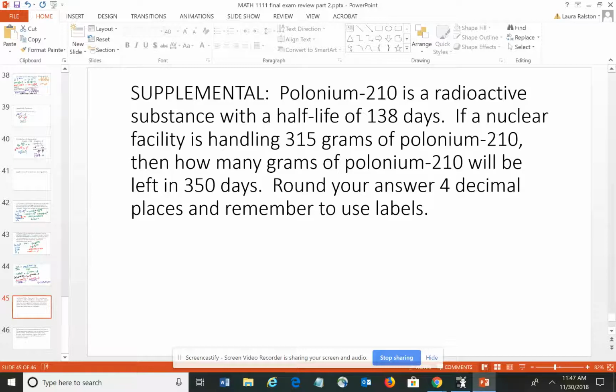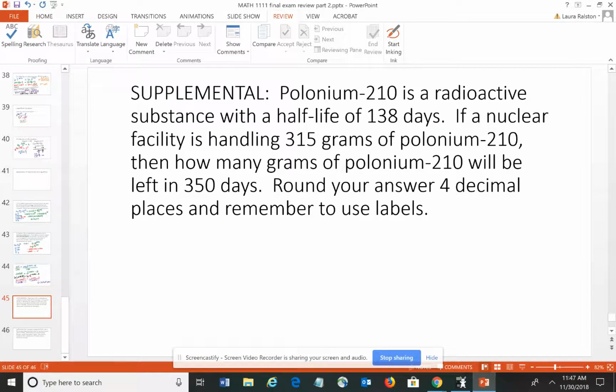So then let's move on to the next one. This is a supplemental question. It's another half-life question, and it's about polonium-210, similar to the ones you saw in example 4 or in module 4.